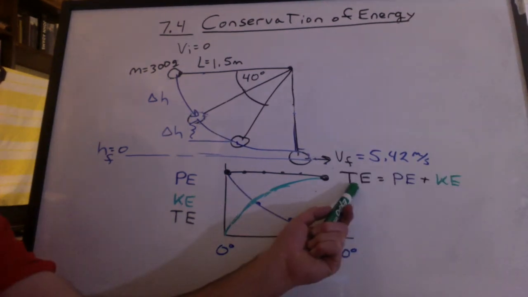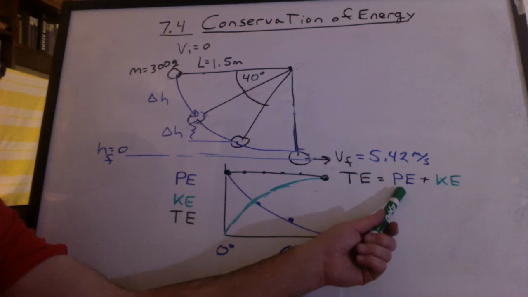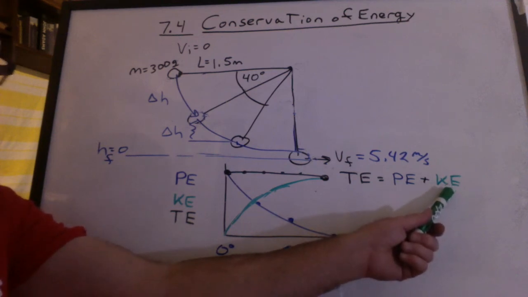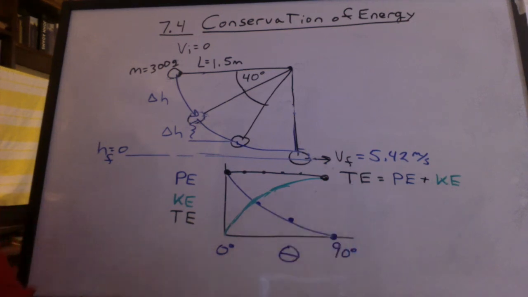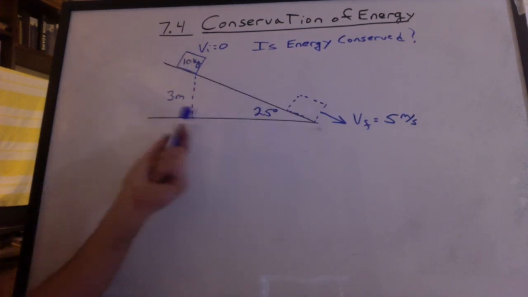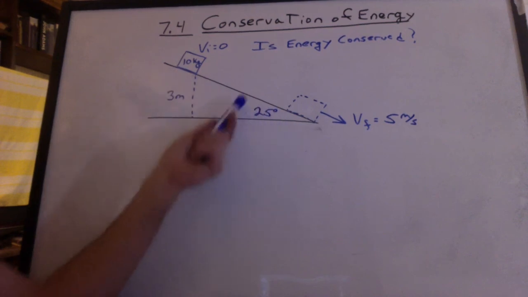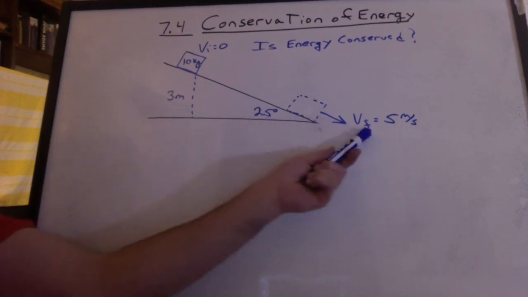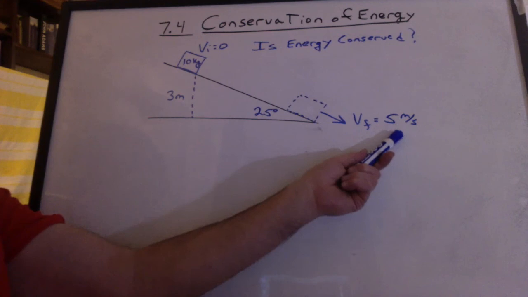It's another way of saying conservation of energy. Whatever energy we lose in PE, we gain in KE, keeping that constant. Let's release a block from rest on an incline. It's going to come down 3 meters. The incline is 25 degrees. We reach a final velocity of 5 meters per second.